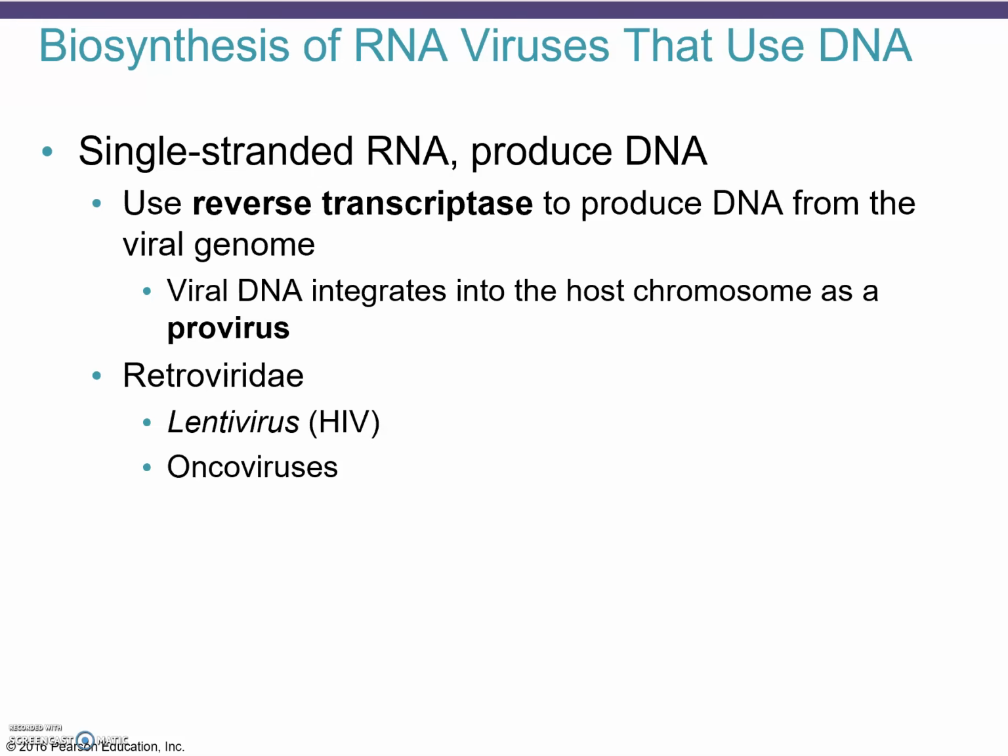These viruses usually come packaged with that enzyme, reverse transcriptase, to go back from the RNA that they have to DNA. So the viral DNA, once it is reverse transcribed, integrates into the host chromosome as a provirus. And here there are some good examples. The retroviridae, for example, the lentivirus that causes HIV, the human immunodeficiency virus, and then we have various oncoviruses in this category as well.